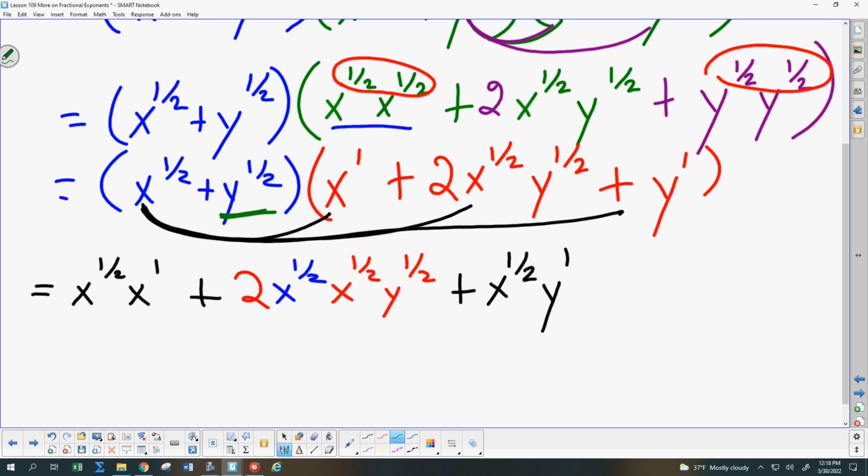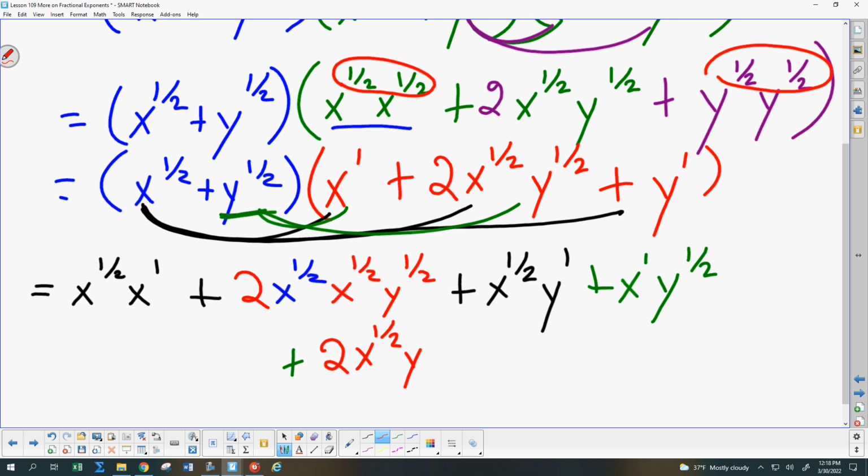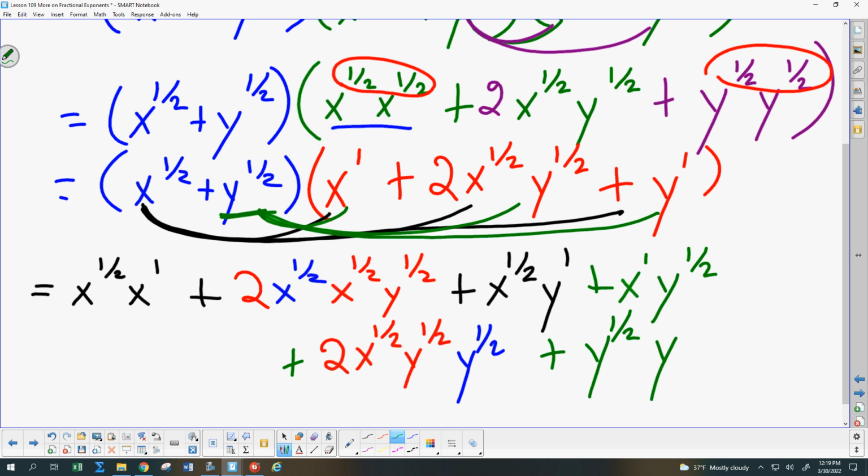Then I need to take the y to the 1/2 times everything in the long parentheses. So then I'm going to have plus x to the first, y to the 1/2. And then I'm going to multiply it by this one. So I had the 2x to the 1/2, y to the 1/2, and I'm multiplying that by the y to the 1/2 that I'm distributing now. And then finally, I have the y to the 1/2 times y.